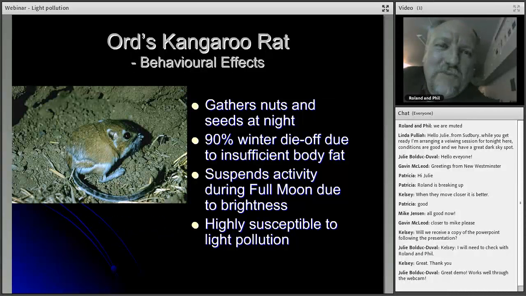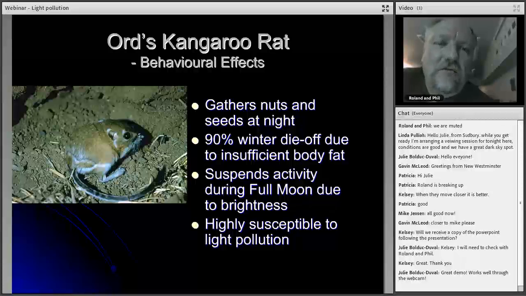Now, how does this little animal go about its life? Well, it's nocturnal. And it does that because of prey animals, mostly hawks and so on. So it gathers its nuts and seeds at night. And in Canada, we have a 90%, actually it's more like 95% winter die-off due to insufficient body fat. And the issue here is that this animal suspends its activity during full moon due to the brightness. And so it basically hunkers down until it gets a dark night. And therefore, it's really susceptible to light pollution.